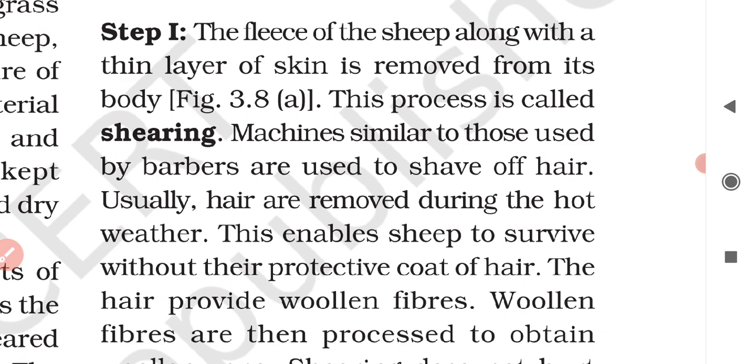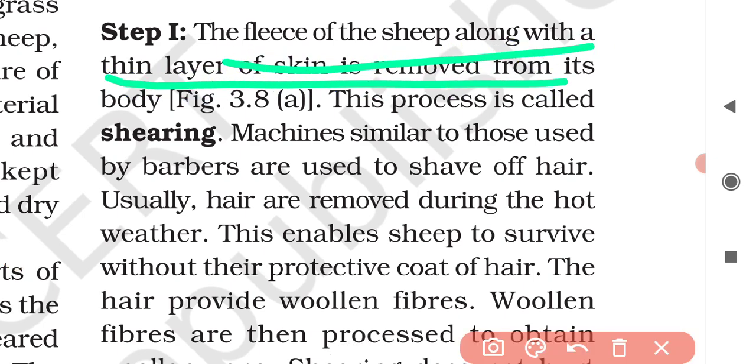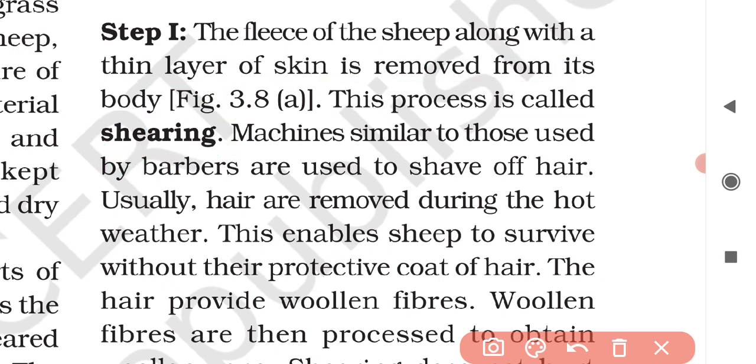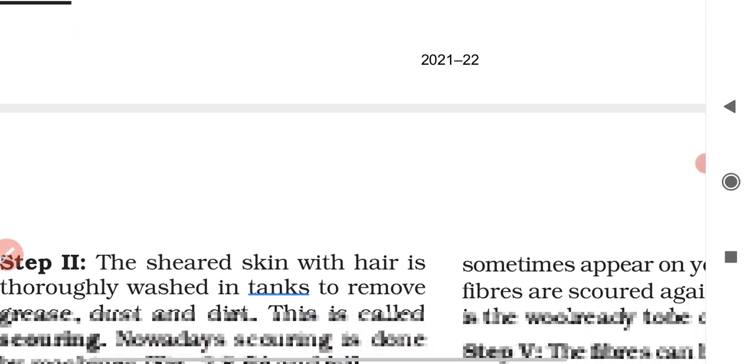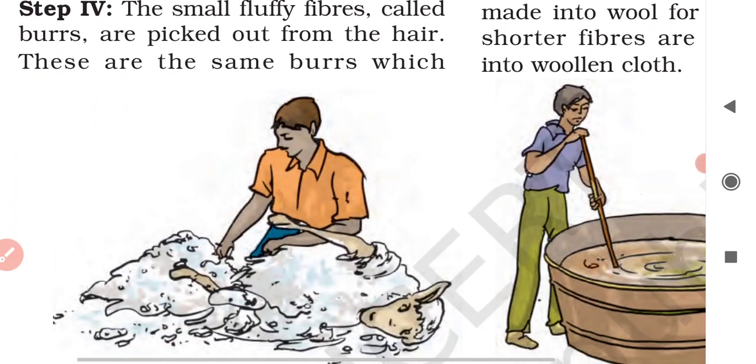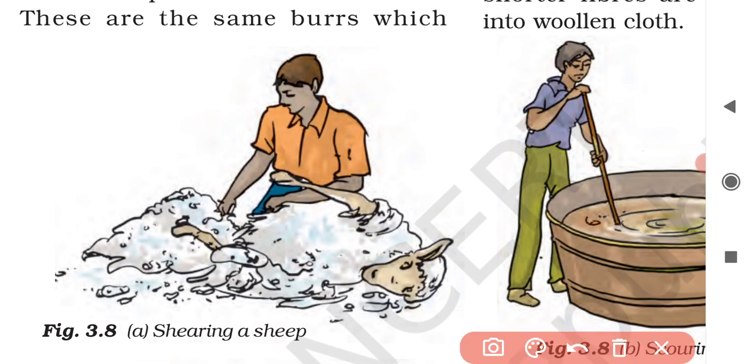Step 1, the fleece of the sheep along with a thin layer of skin is removed from its body. This process is called shearing. Understood? And how can this shearing be done? Using machines similar to those used by barbers to shave off hair. The barbers use the hair cutting machine, right? By that machine only, shearing is done. So it is shown in this figure 3.8a, shearing of a sheep, as you can see here.